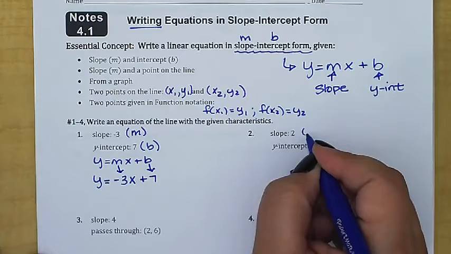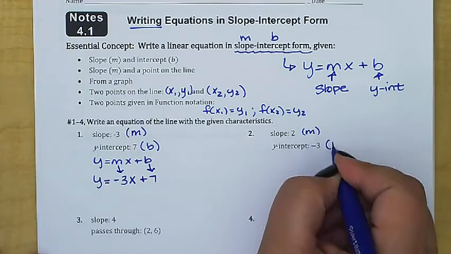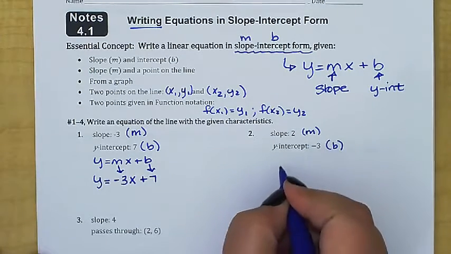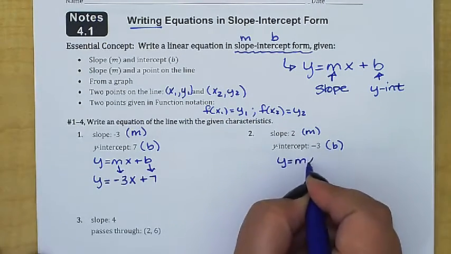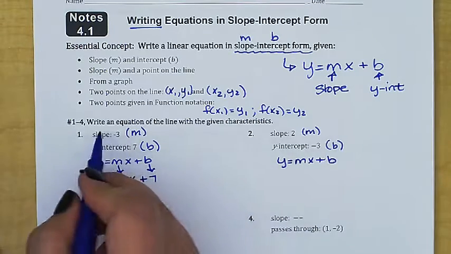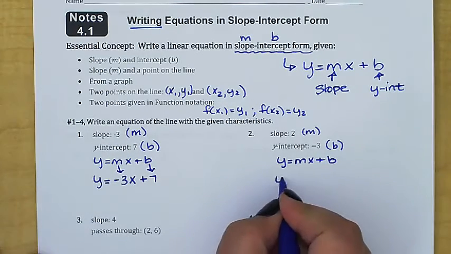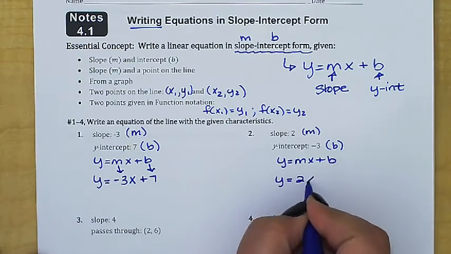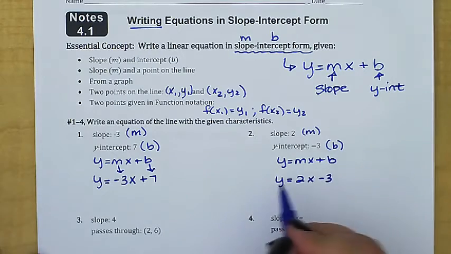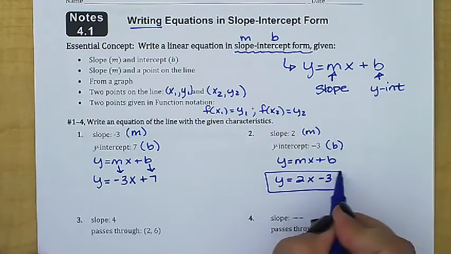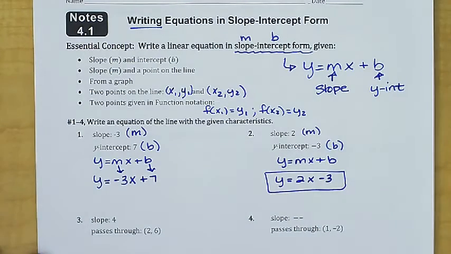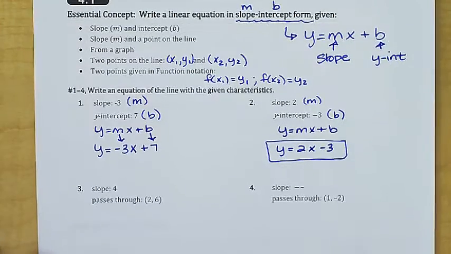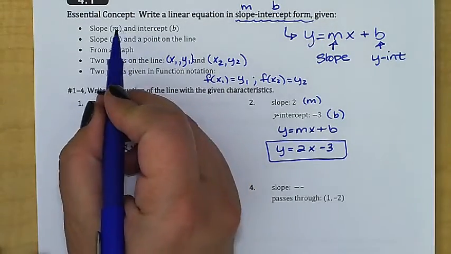On this one, the slope was 2, the y-intercept was -3. So if we put that into that slope-intercept form template like they asked us, this equation would be y equals 2x minus 3. So if you got that, you are in good shape. Okay, those are pretty simple. That takes care of this format, right?